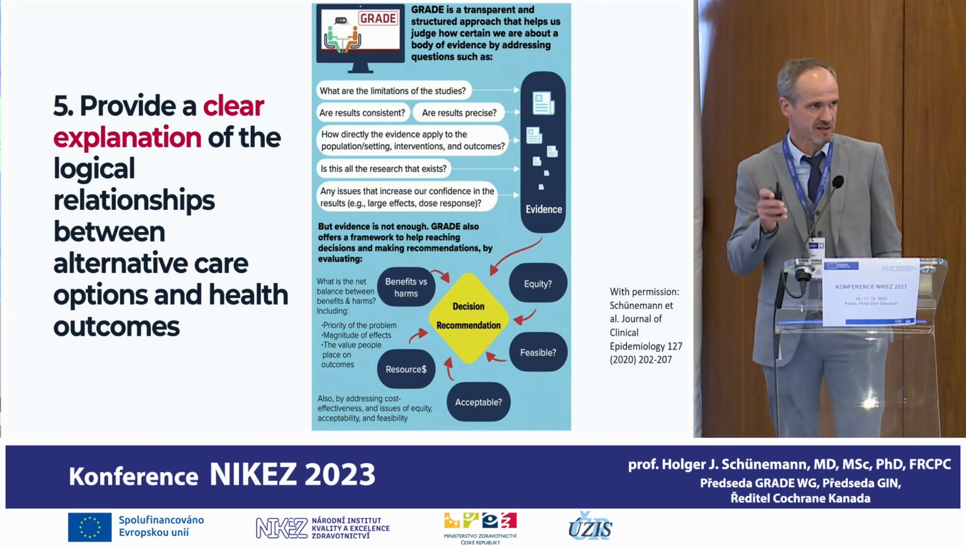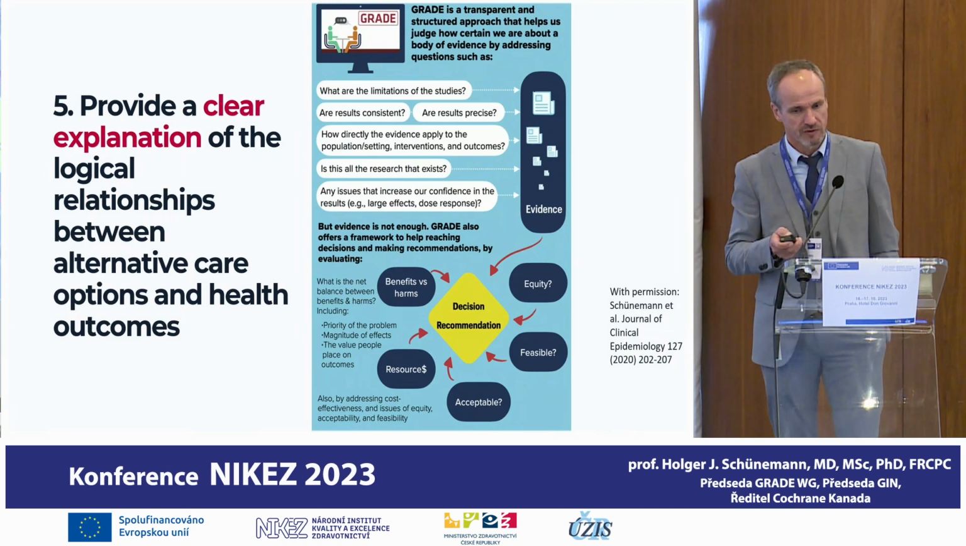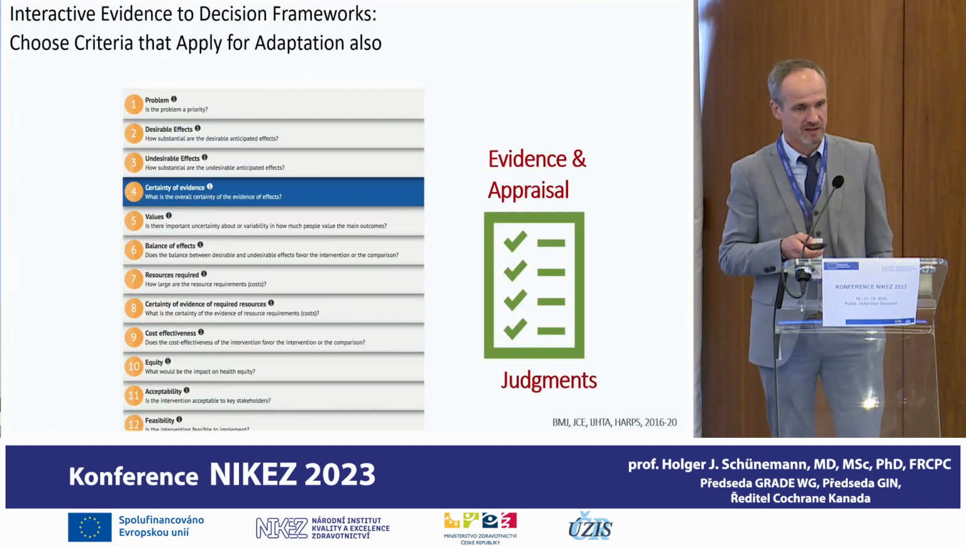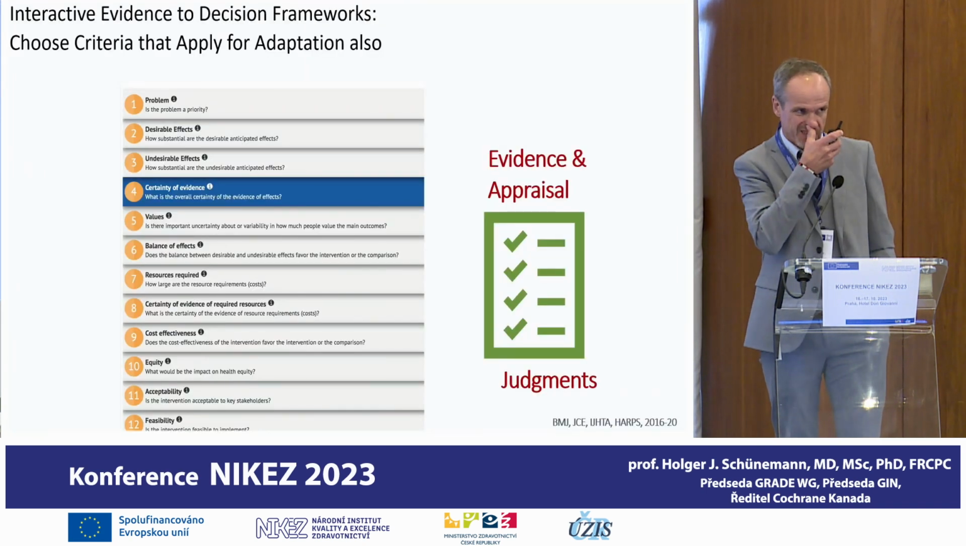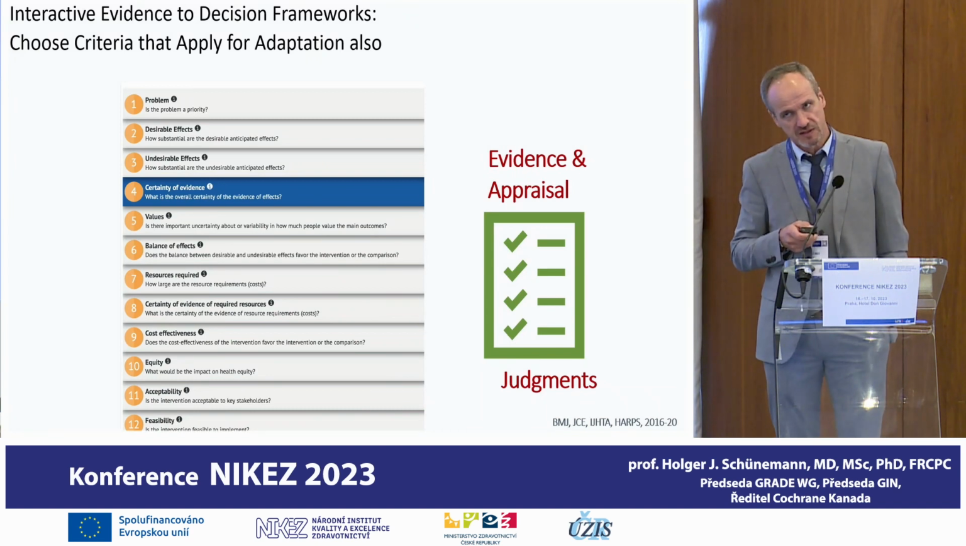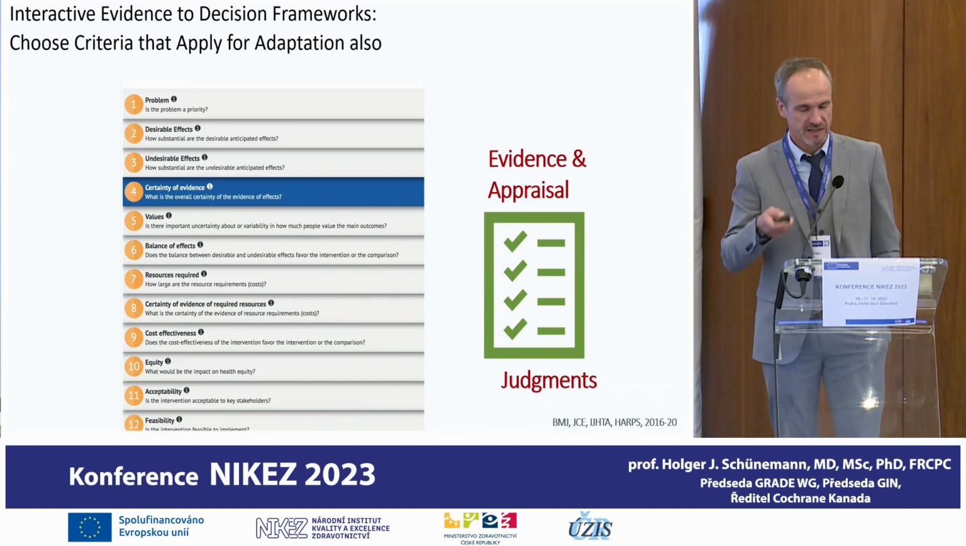So a structured process to tell us at the end, is the evidence of high, moderate, low, or very low certainty before we go through a decision process. The decision process is based on what we call evidence to decision frameworks, criteria listed here.